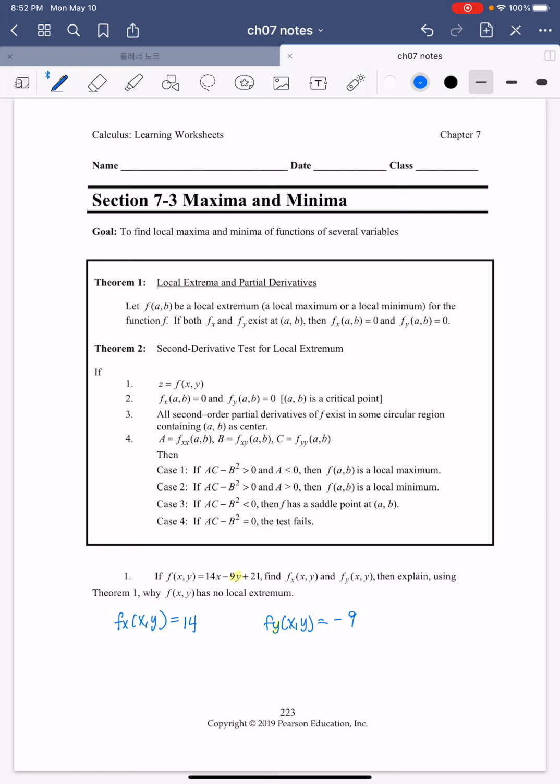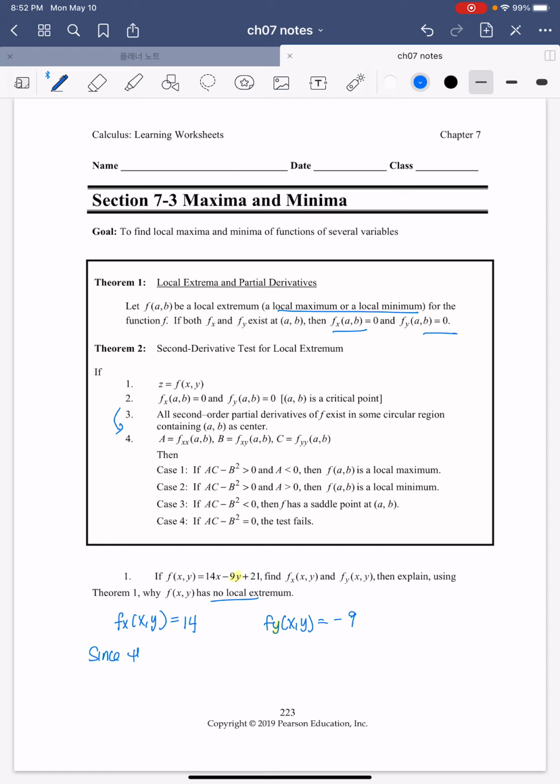Why is there no local min or max? Well, in order for a local min and local max to exist by theorem 1, we need to set each partial derivative equal to 0. And since the partial derivatives with respect to x and y can never be equal to 0, because you get 14 and negative 9, we don't even have to continue with the rest of the steps. We can just say there is no local extremum. Okay? So I'll write a sentence here.